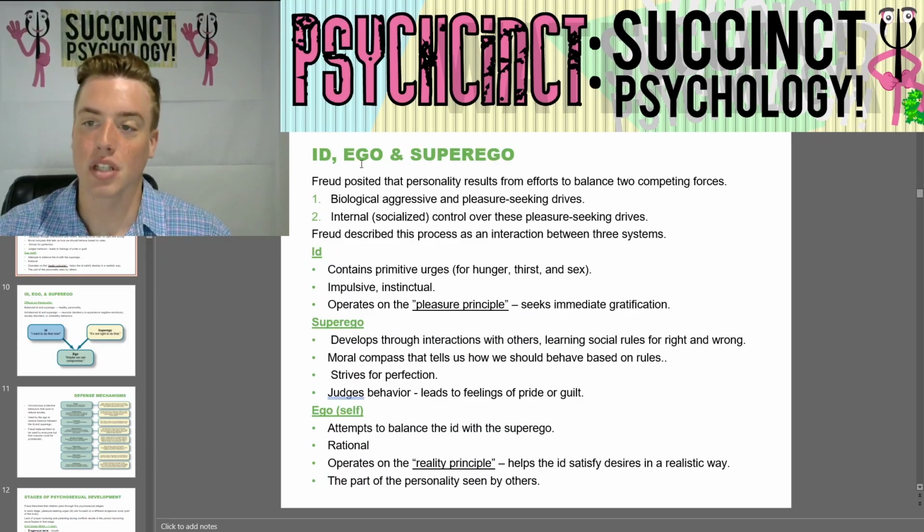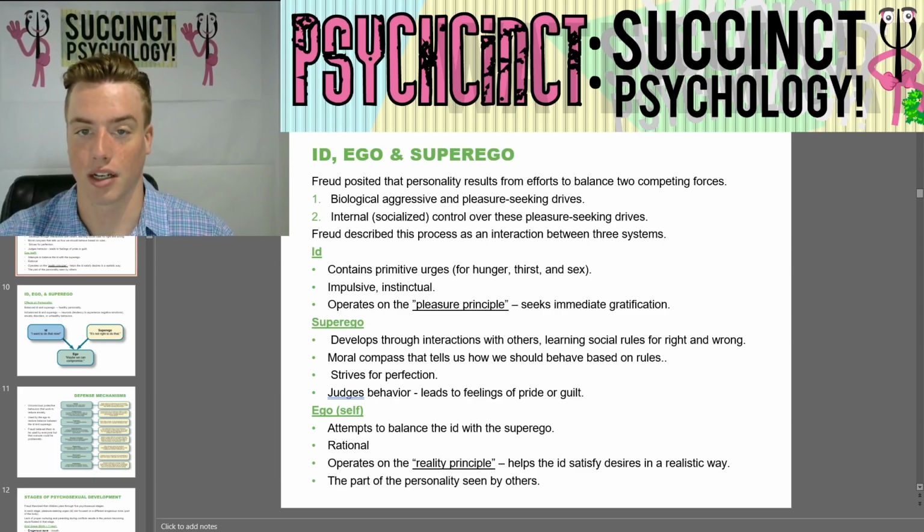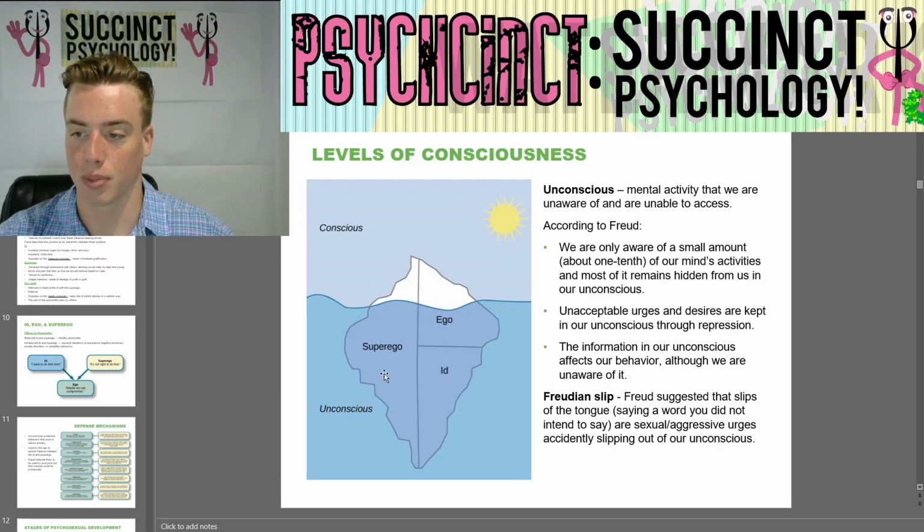All right, so the id, ego, and superego. So Freud posited that personality results from effort to balance two competing forces: one, biological, aggressive, and pleasure-seeking drives, and two, internal or socialized control over these pleasure-seeking drives. Freud described this process as an interaction between three systems. And here we can see right here, the superego, ego, and id.